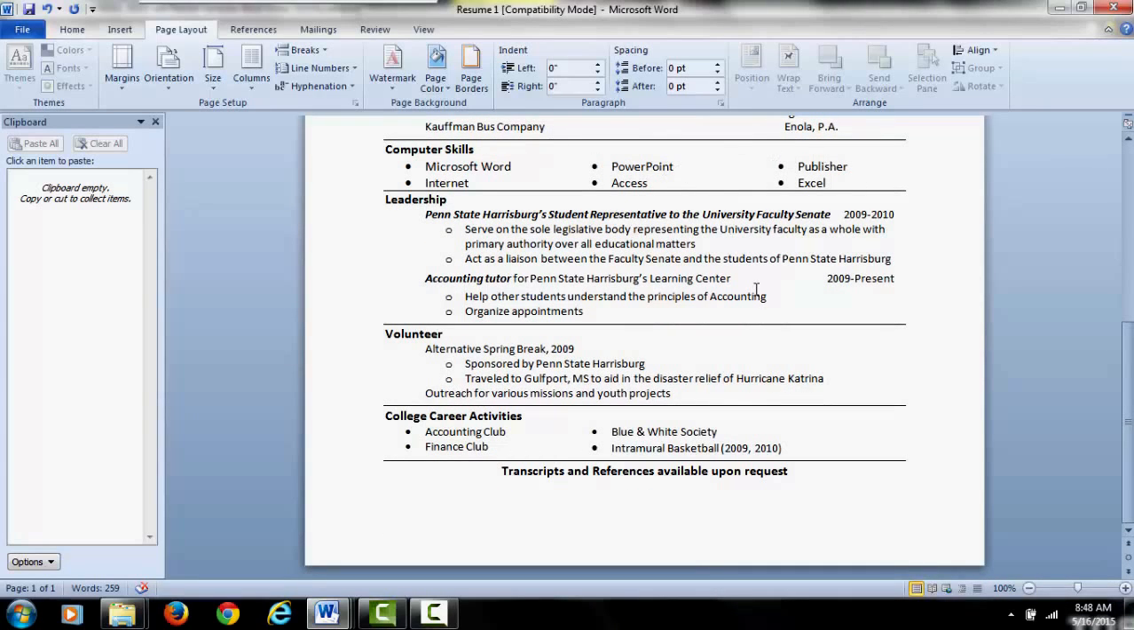Computer skills, nice use of columns. Here are some descriptions under leadership. Okay, these probably should have them. They have Penn State Harrisburg, so you might not need Middletown, PA, but that's something you do want to consider. Here, Penn State Harrisburg again, Middletown, PA, and college career activities, Penn State Harrisburg, Middletown, PA.